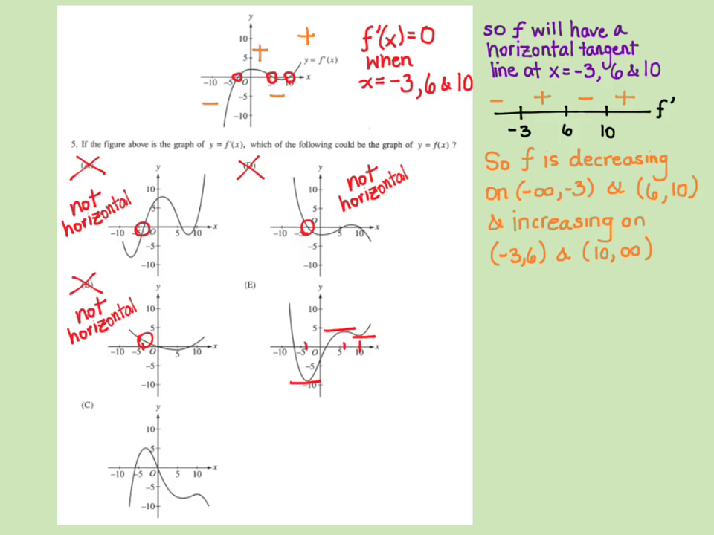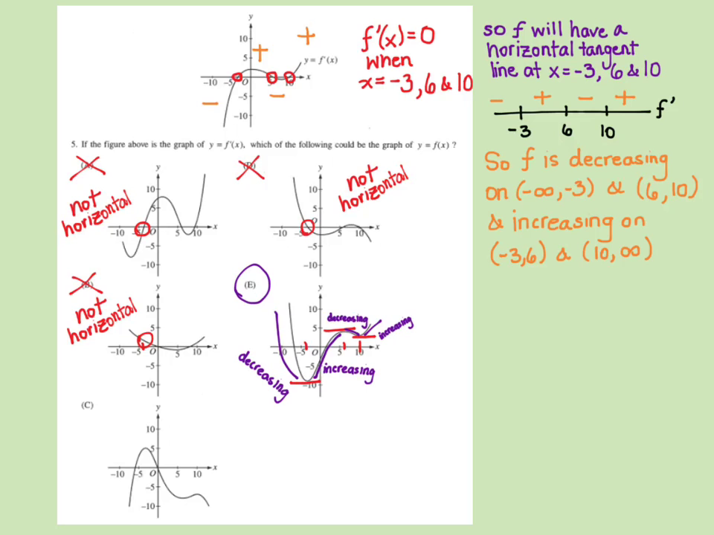E, however, we do have horizontal tangent lines at negative 3, 6, and 10. Now let's look at increasing and decreasing. f needs to be decreasing from negative infinity to negative 3, increasing from negative 3 to 6, decreasing from 6 to 10, and increasing from 10 to infinity, which indeed it is. So E is most likely our correct answer.